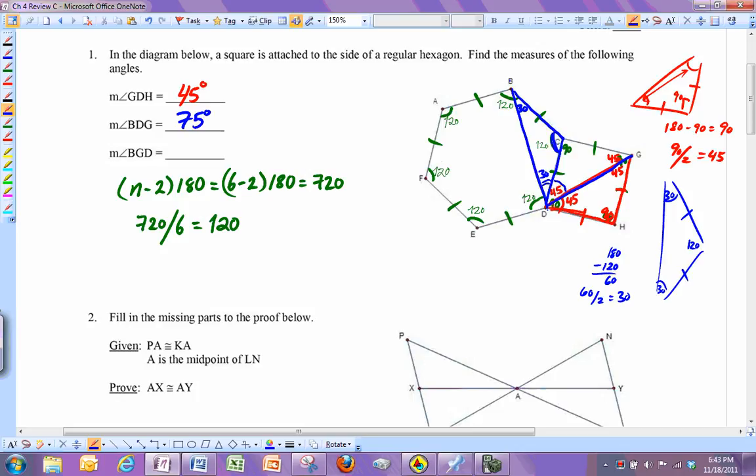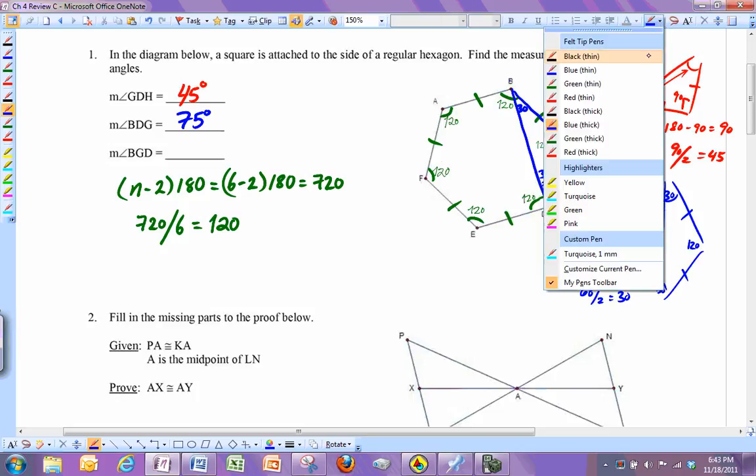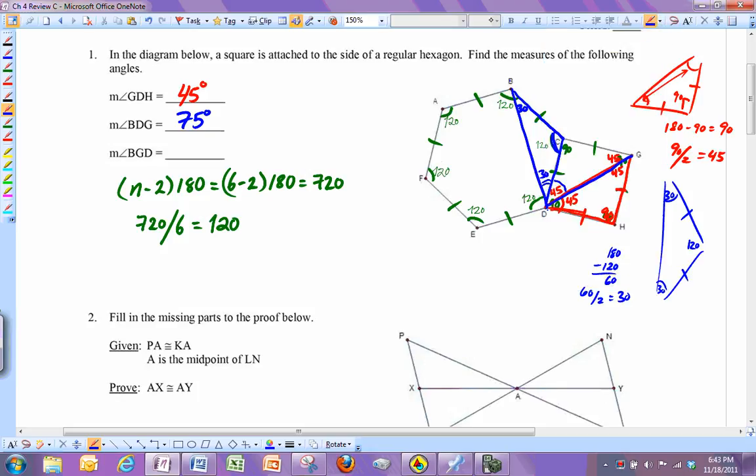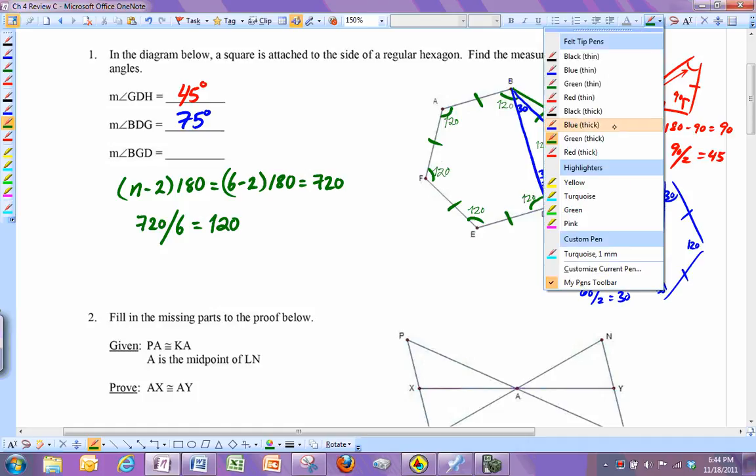The last angle we need, so let's see if I can find another pen here. Where are the colors? Well, I'll go with green. Okay, so the last angle I need is BGD. So B to G, that's a terrible looking line. B to G to D. So this whole angle. Okay. I know that the bottom part of that angle is 45. So if I could figure out this part, I'd be ready to go. Just add it to 45 and I'm done.